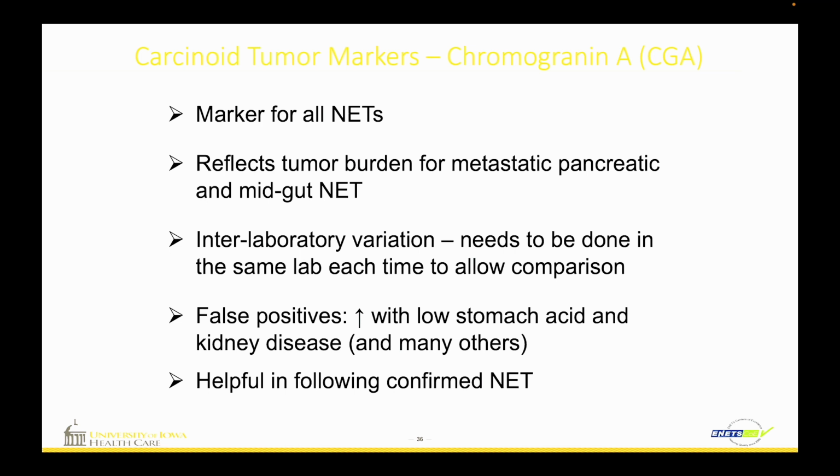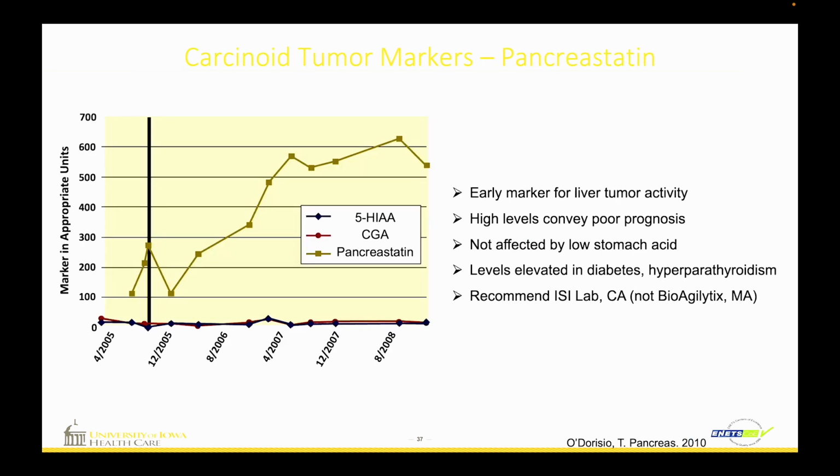It also goes up with poor kidney function. But in a person who has been diagnosed, it can be helpful to follow up a confirmed diagnosis. So not to use it as an initial diagnosis, but to follow up a confirmed diagnosis. To try and get away from some of the problems of chromogranin, pancreastatin was discovered and developed as an assay.